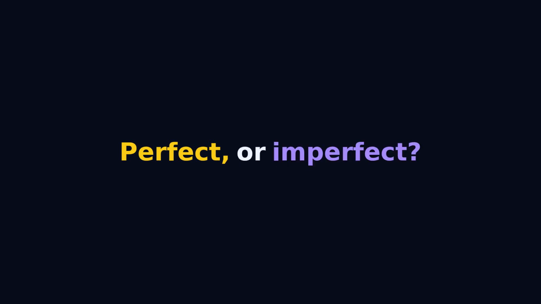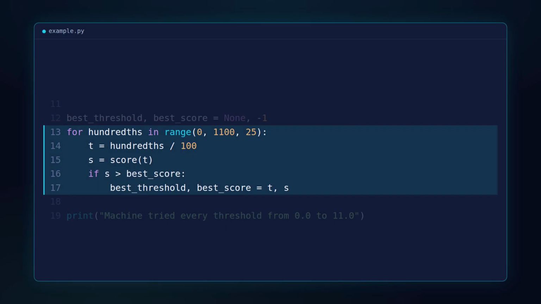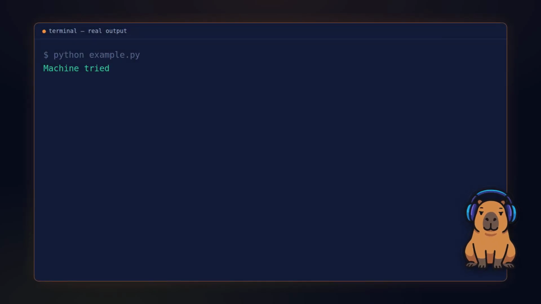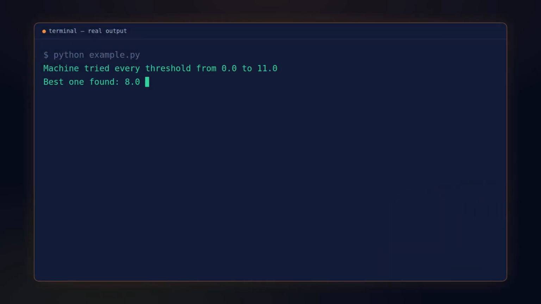So what if, instead of guessing once, the machine tried every possible threshold? Before I run it, guess. Will it find a perfect rule or an imperfect one? Here's the code. It tests dozens of thresholds and keeps whichever scores highest. That loop, try, score, keep the best, is the guess, check, adjust game from the fruit pile. Run it, and the machine finds a better rule. 5 correct instead of 4. Not 6, 5. And that one missing fruit is about to matter a lot.